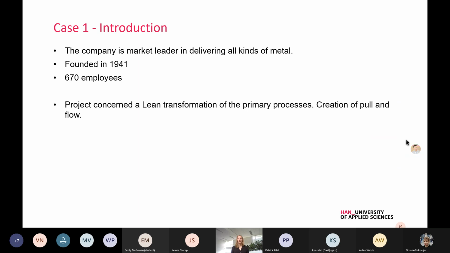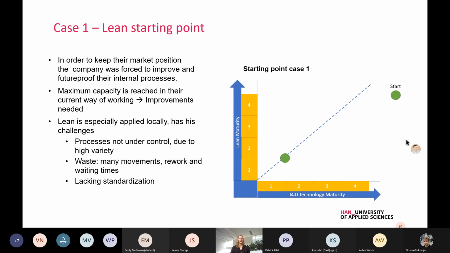So they were primarily focused on creating pull and creating flow in these processes. And by means of a so-called improvement week, the management, employees and external parties came together to specify what our processes will look like if we want to follow lean principles. And that was the starting point for this project. So first, I would like to describe the lean starting point before they started the project, and after that I will describe the technology starting point for this company.